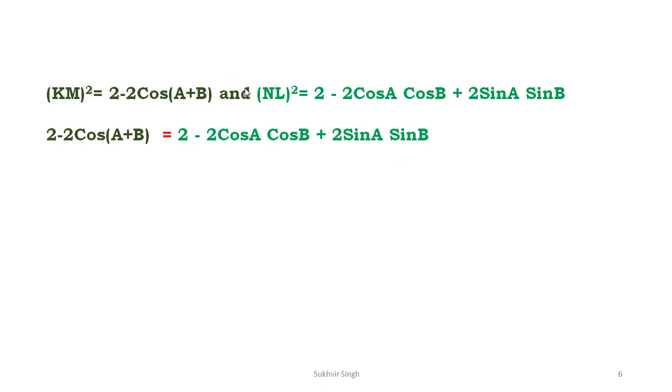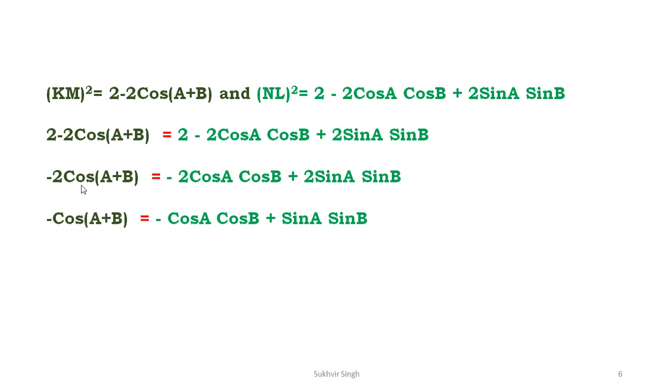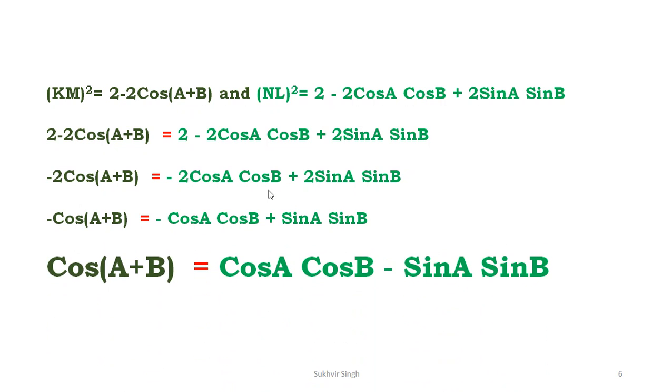Because KM is equal to NL, insert both the values as equal and simply cancel 2 from left hand side and right hand side. Then divide the equation by 2. Then change the sign. We will get the answer.